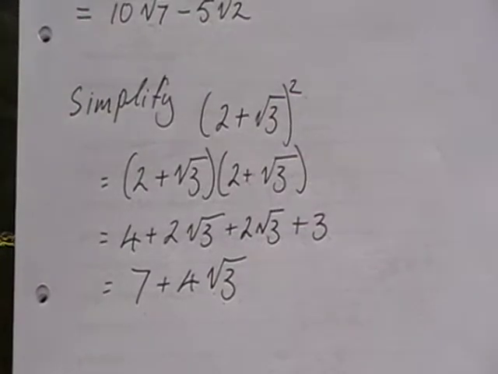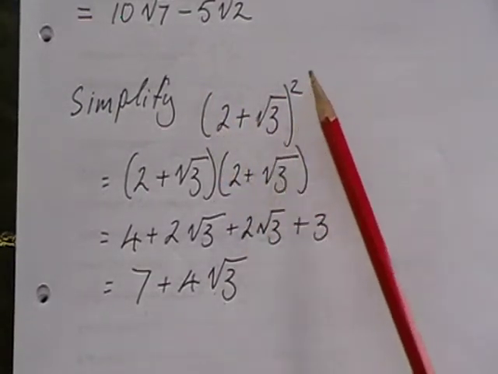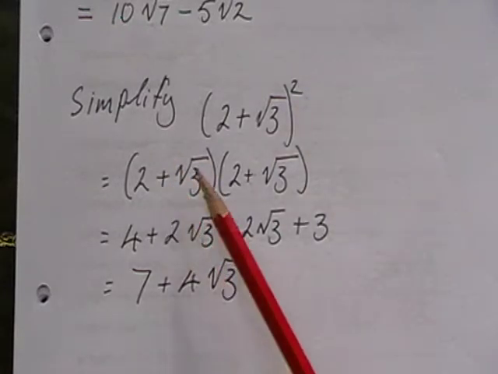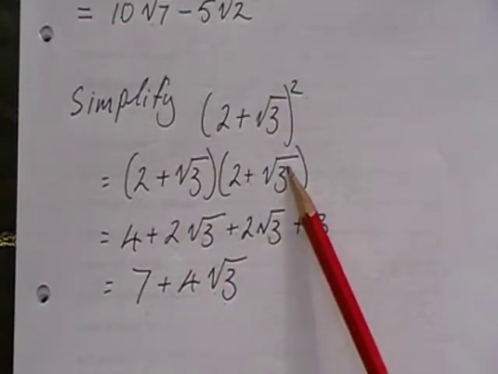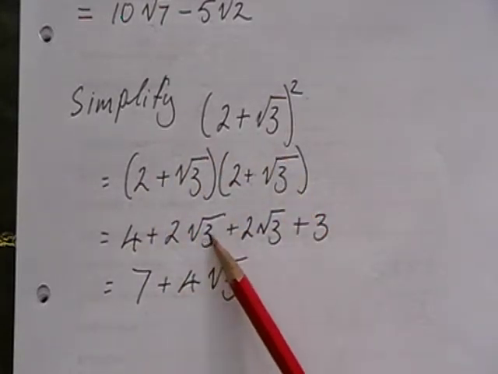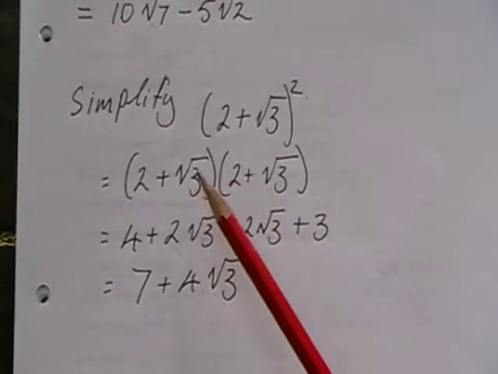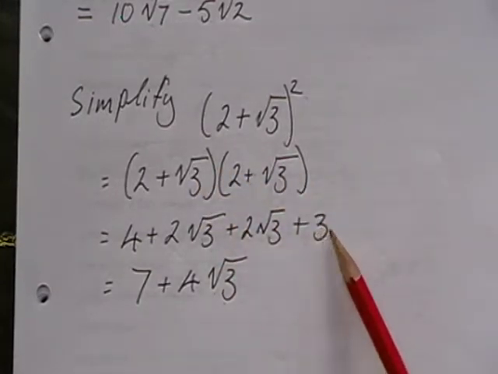Again, a word that crops up again and again on the papers. And we have 2 plus root 3 squared. So you simply write down the process of what you're going to do, the brackets. 2 times 2 gives us 4. 2 root 3 is 2 root 3. Root 3 times 2, again 2 root 3. Root 3 times root 3 is 3.